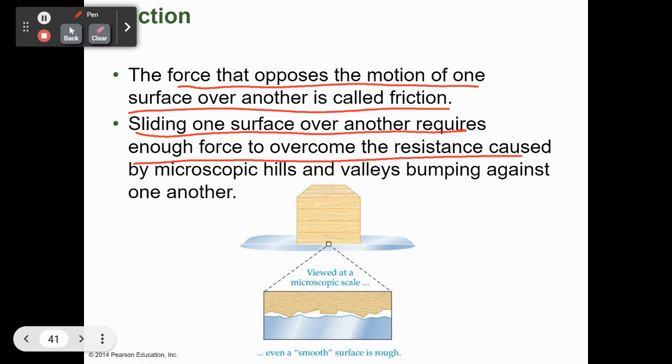So when I want to push and slide this book right now, it's attracted to the tabletop because the tabletop has hills and valleys, the book has hills and valleys, and they kind of lock in like little teeth. To overcome that, I've got to apply a force to get it moving, okay? And that is a force of friction.